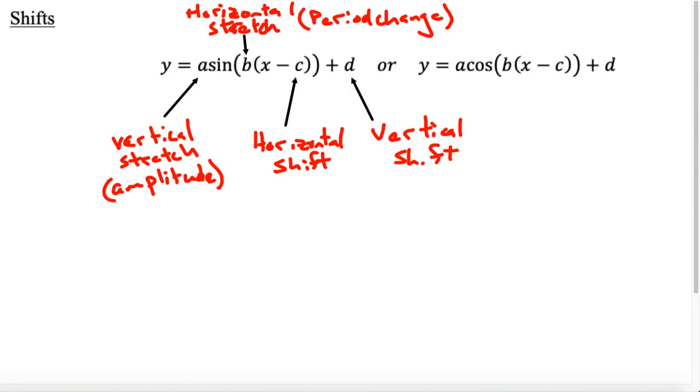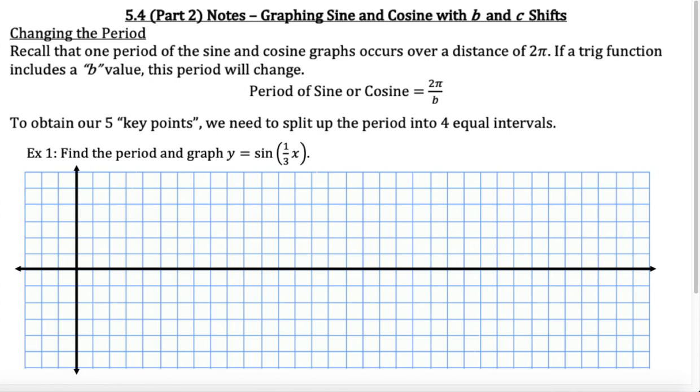All right, in 5.4 part 2, we are going to take a look at B and C shifts of graphs of sine and cosine. So remember, from our generic form of all the shifts, B and C would show up here. B is a horizontal stretch and C is a horizontal shift. So let's jump right in.